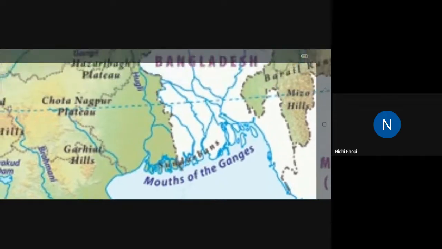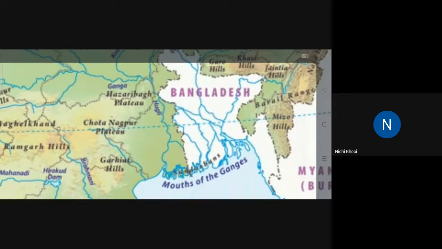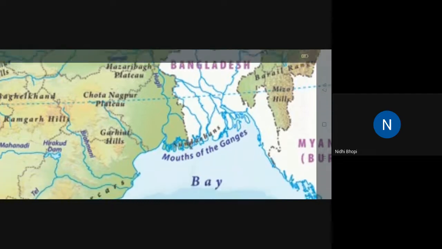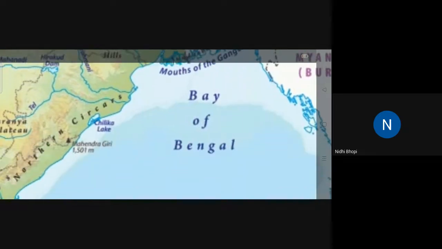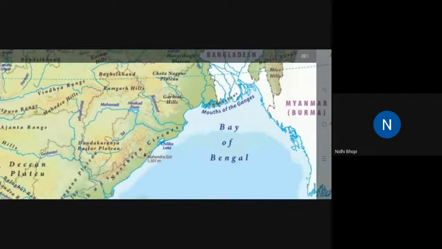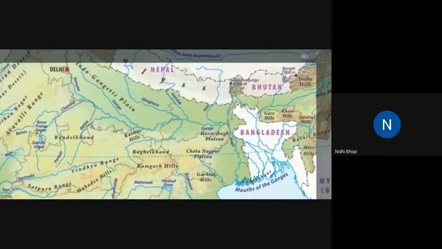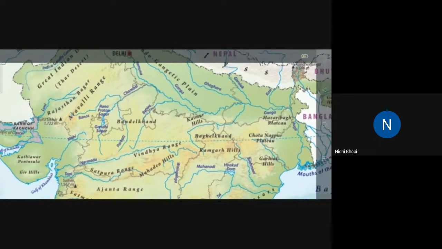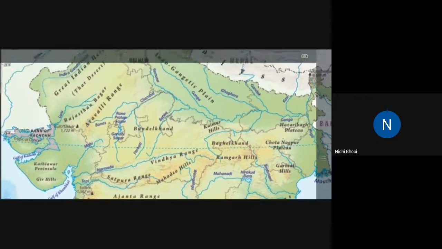Almost you can see the dense network of rivers. River Hooghly, River Brahmaputra, and almost the rivers in Bangladesh also. Isn't it? All entering Bangladesh and then flowing into Bay of Bengal. So this is Indo-Gangetic Plain. Now we had all the mountain ranges here.